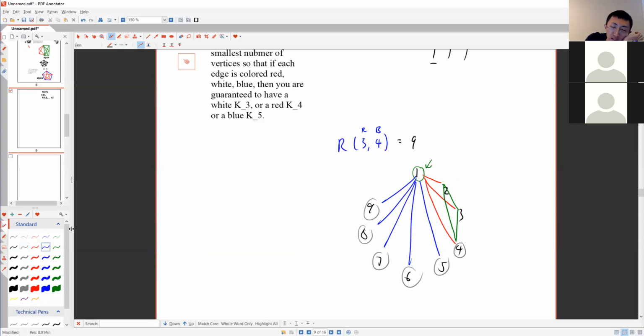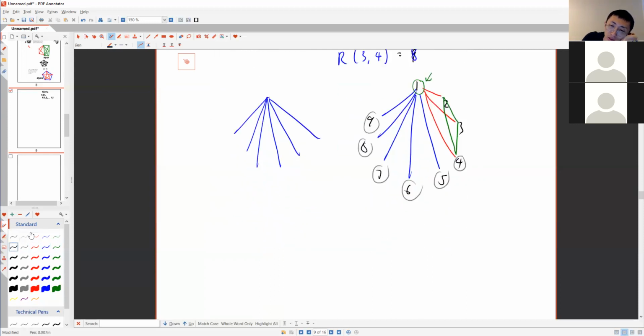So if we have six of the same color coming out of 1, if I want a blue K4, oh wait, maybe this is fine. Maybe this number is 8.